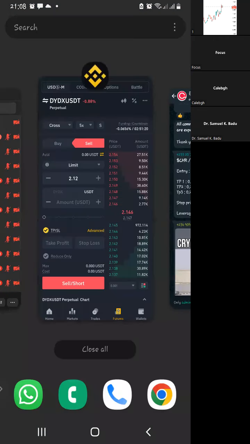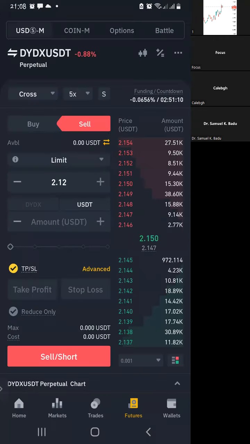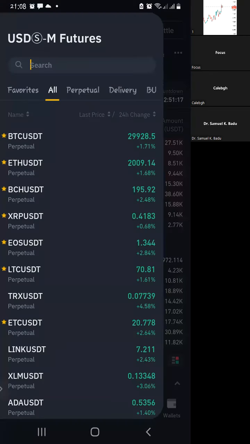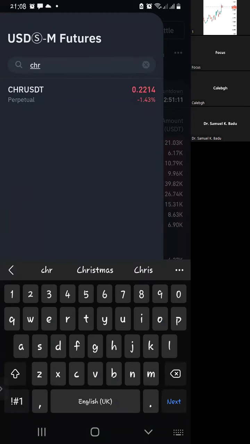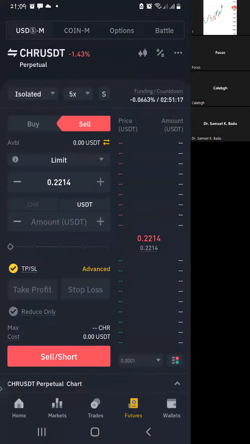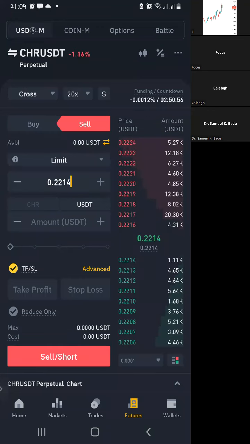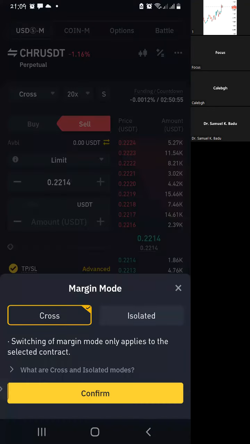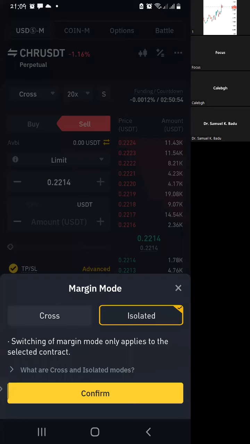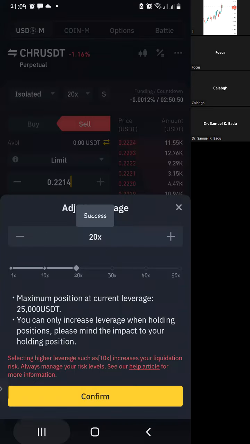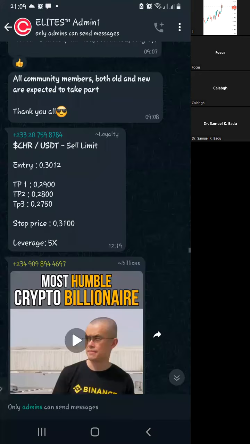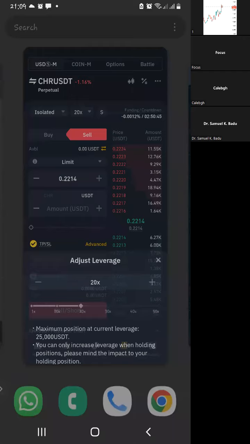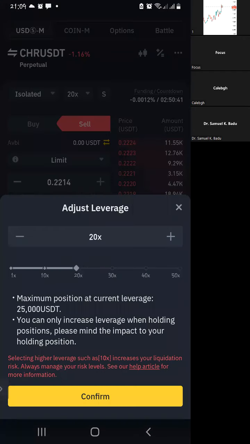So let's search for the coin. So you have the search where you used to search for the coin. So search for CHR. We are not going to actually set up a trade because it's already passed. So CHR USDT, you search for it. Set your margin to isolated. I've already explained all this. Select your leverage. In the trade call, they said we should use a leverage of 5x. So you come to where your 20x is, select on it, reduce it to 5x, which is your leverage.